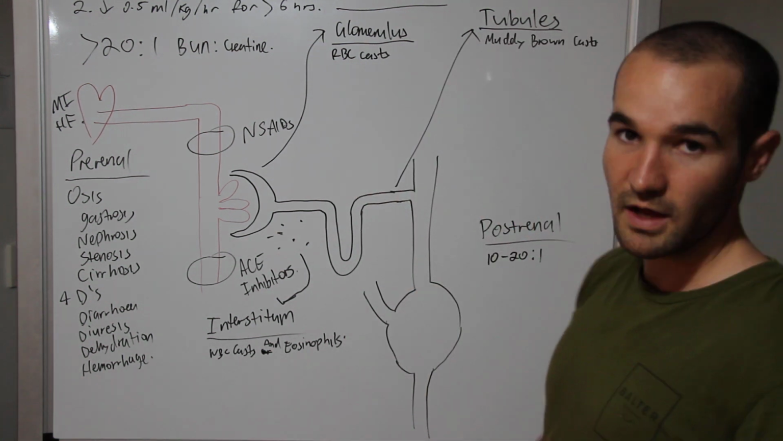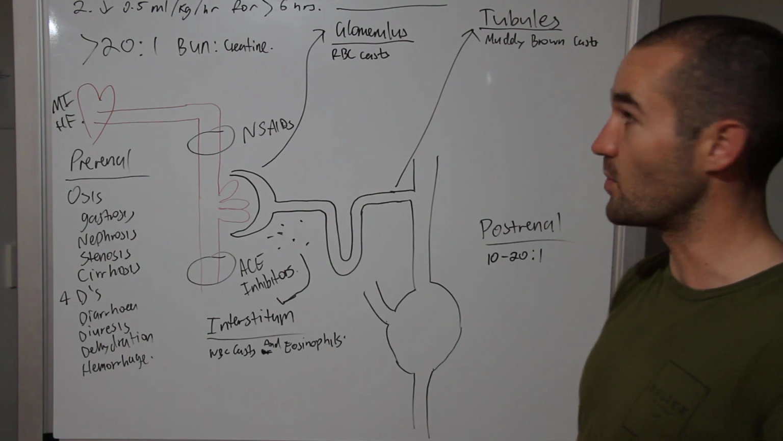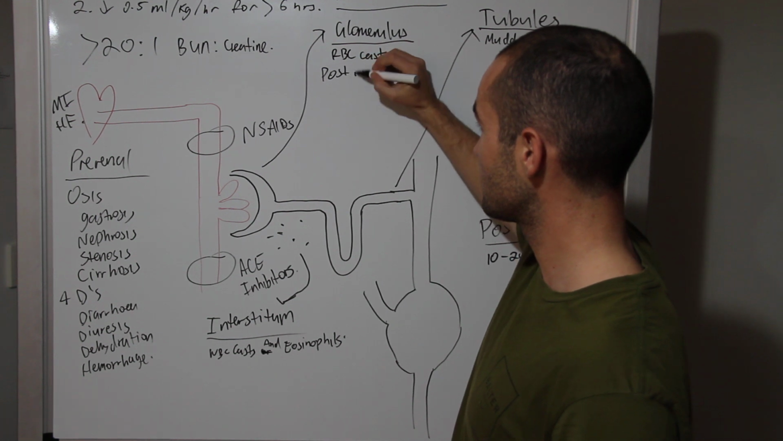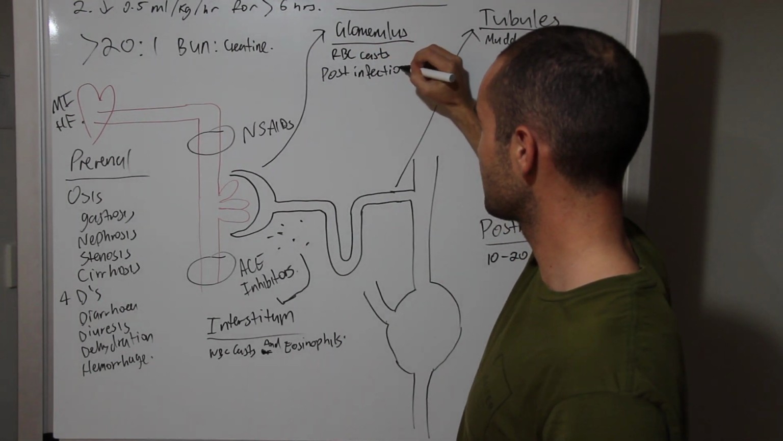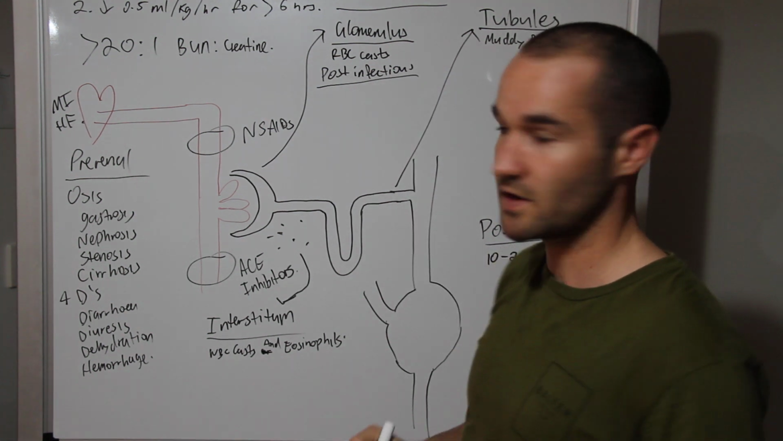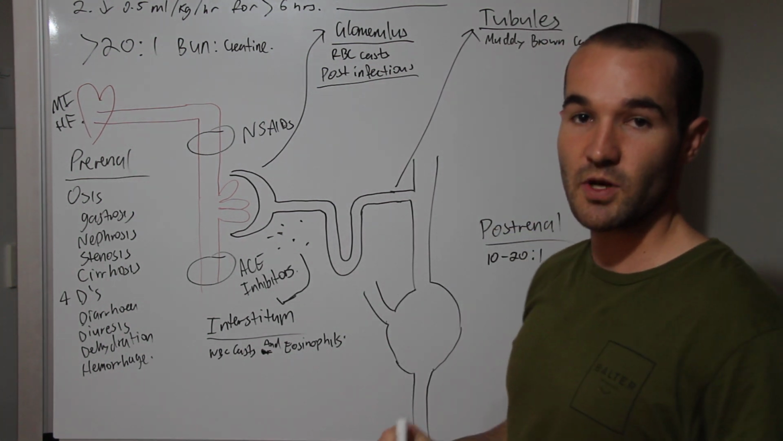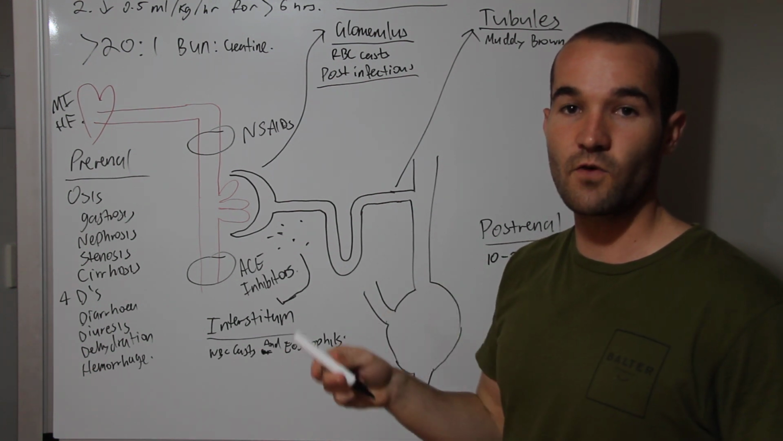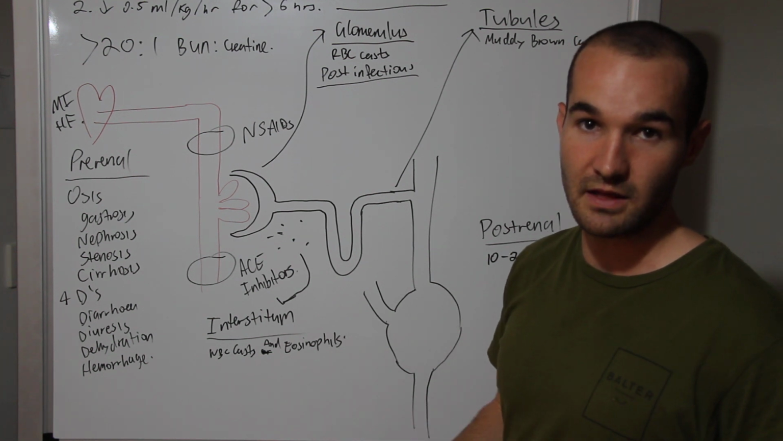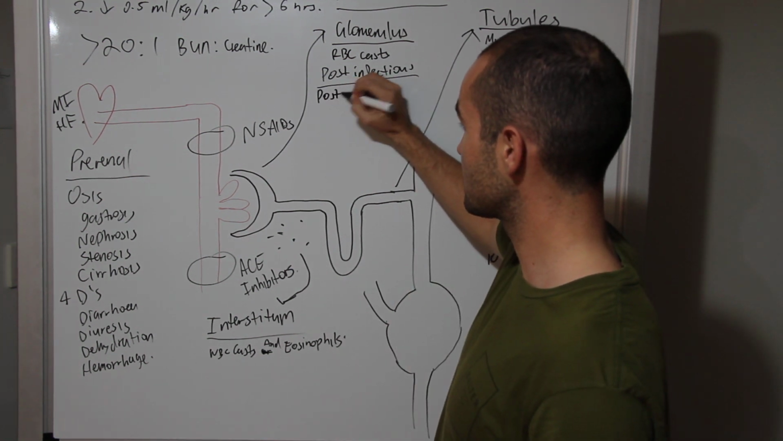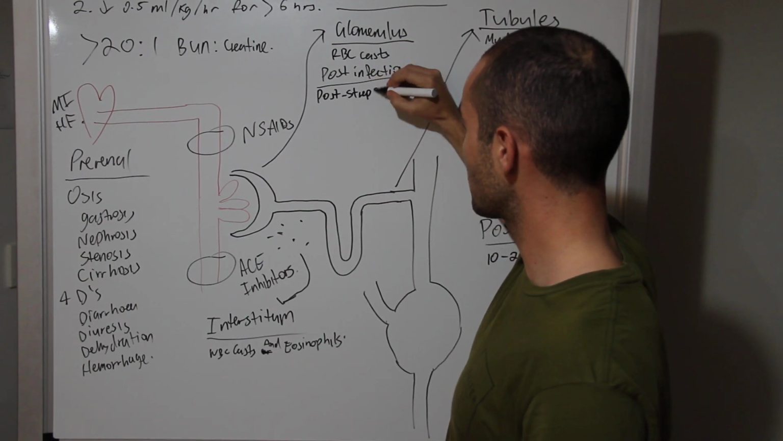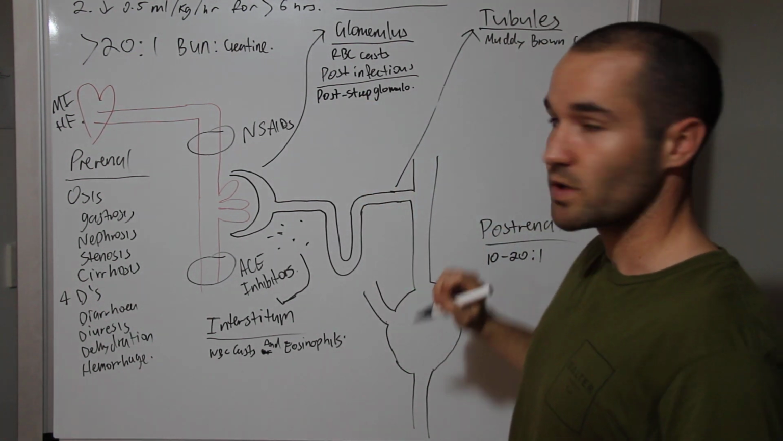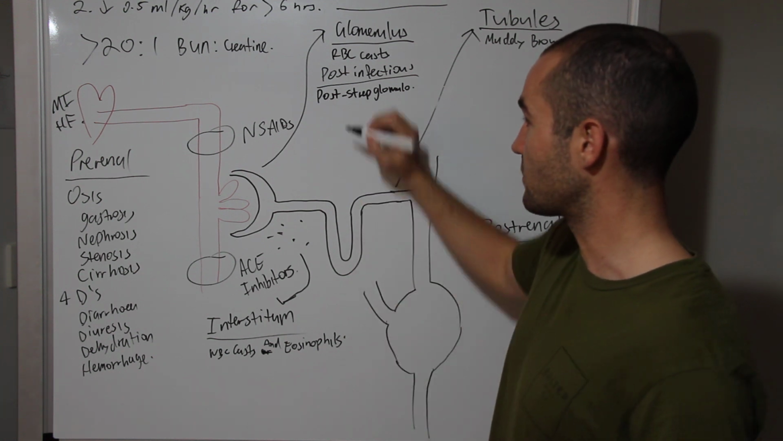Alright, so what are the causes of these three different types? Let's start off with the glomerulus. So there's two categories. There's post-infectious, and there's two types of post-infectious. The first one is going to be your post-streptococcal glomerulonephritis. This is going to be your child who has a sore throat. 1 to 4 weeks later, they start having blood in their urine. That's post-strep glomerulonephritis. Then the second one is what's called Berger's disease or IgA nephritis.